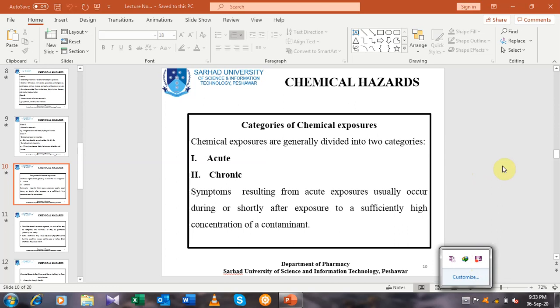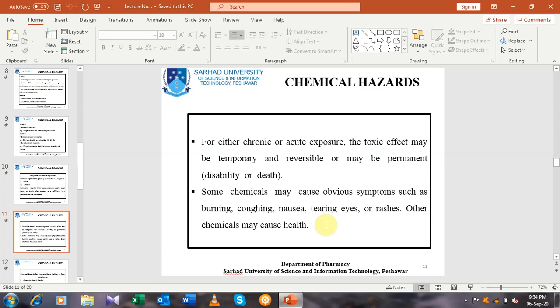Now we will discuss the categories of chemical exposure. Chemical exposure is generally divided into two main categories: a person exposed to chemicals may experience acute symptoms, or it may be chronic. Symptoms after exposure to a chemical can be divided into these two categories, acute and chronic. Symptoms resulting from acute exposure usually occur during or shortly after exposure to a sufficiently high concentration of a contaminant or chemical.